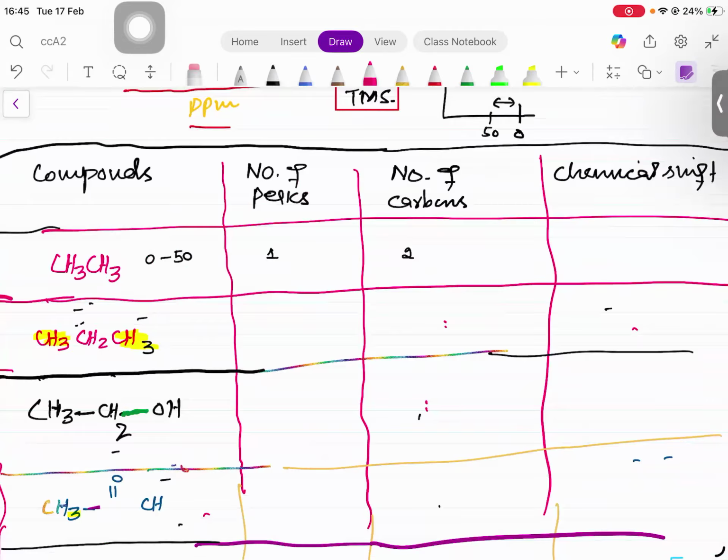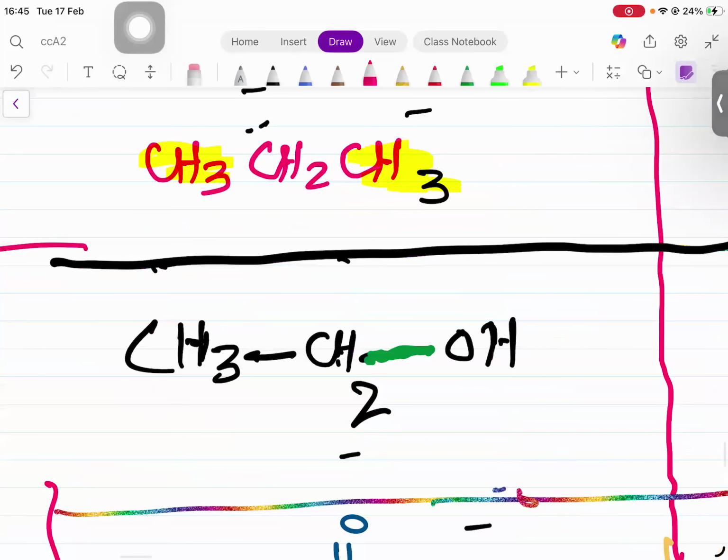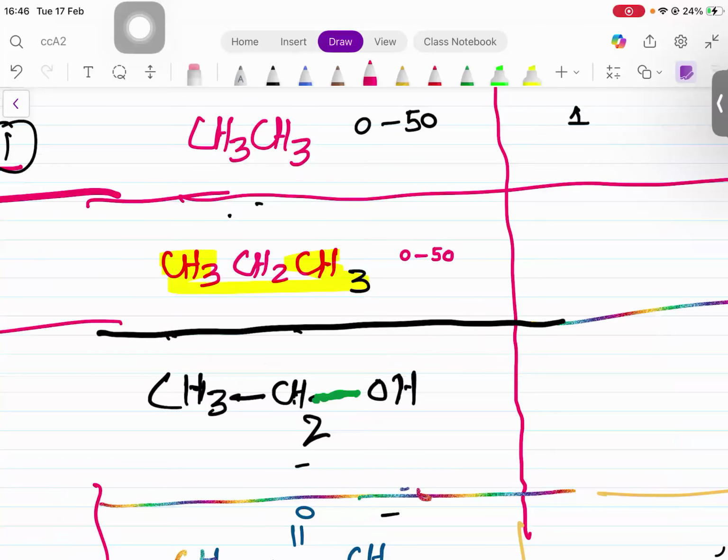What about the next? Can you draw this, please? How many peaks in carbon-13 NMR spectrum for this compound? There are 3 carbons, so ideally 3 peaks. 2 peaks. Why 2 peaks? Because 2 CH3s are exactly the same, so they are contributing to 1 peak, and their chemical shift value will be somewhere between 0 to 50 because they are alkyl. And what about the other one? It will have a separate peak, and what will be the range? 0 to 50.